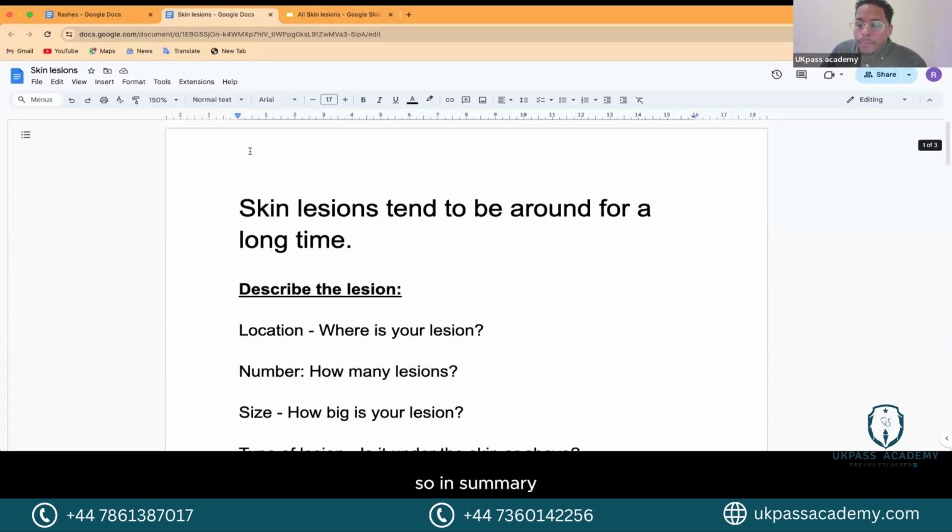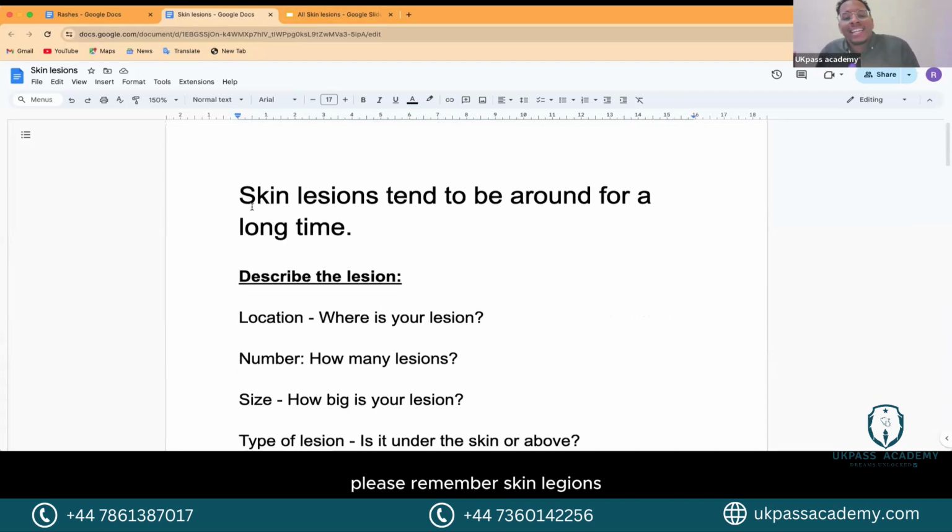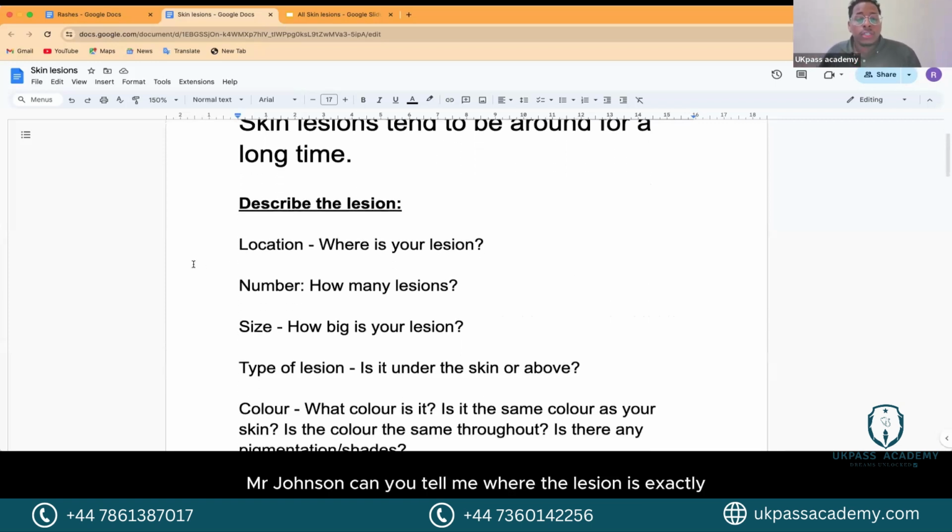So in summary, for the first instance, when you have a lesion, please remember skin lesions tend to be around for a very long time. We're going to ask, all right, Mr. Johnson, can you tell me where the lesion is exactly? Oh, it's on my shoulder. Right. Okay. And how many lesions are there? Is it one or is it more than one? Oh, it's just one.